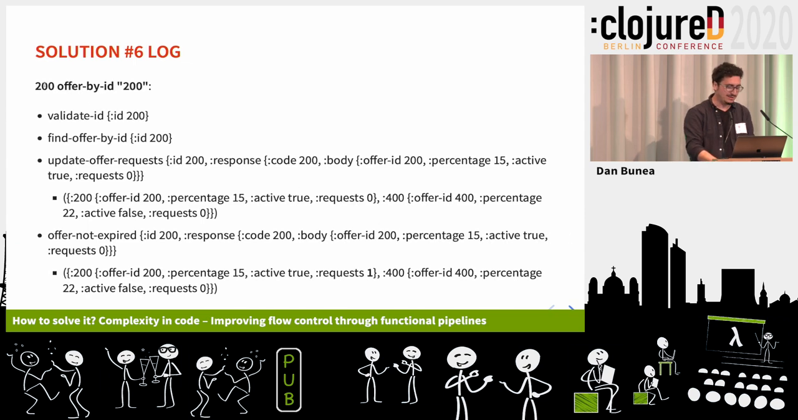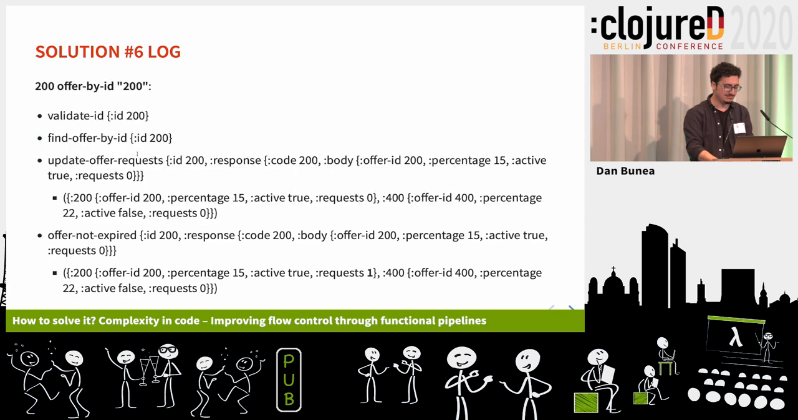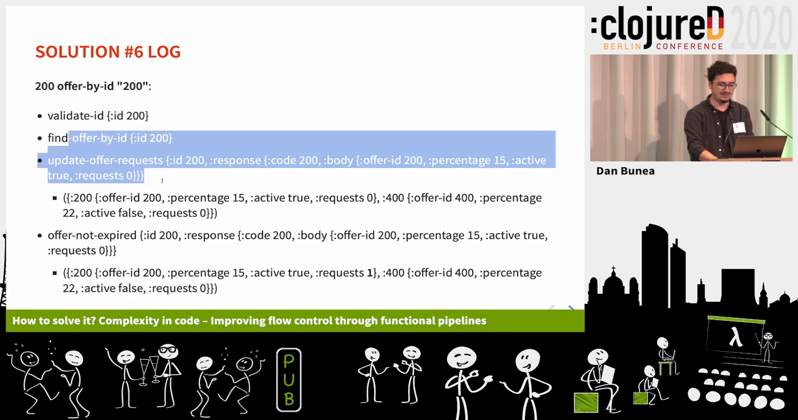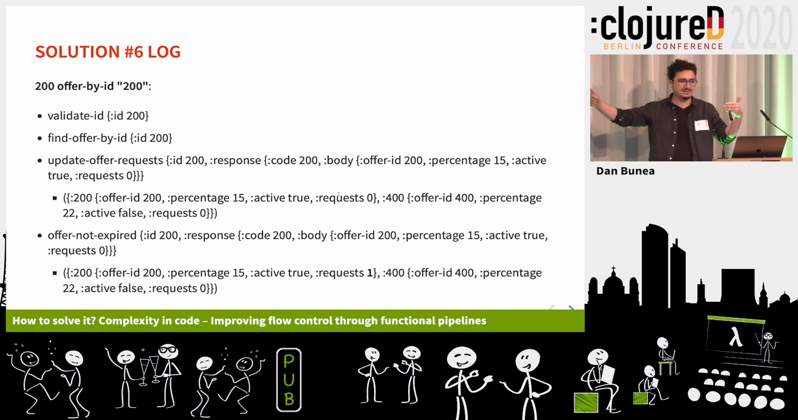And this is the final result. So for instance, for 200, this is what I get. So I validate whatever data enters that function, and then I get, in some cases, even the whole repository. How was it at this time?